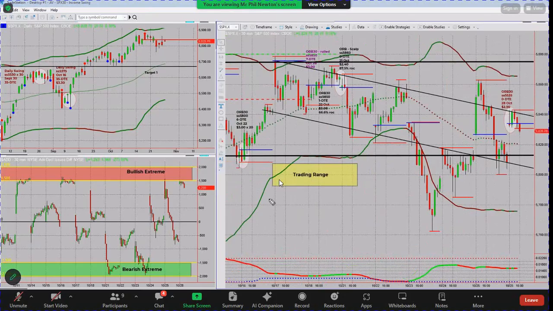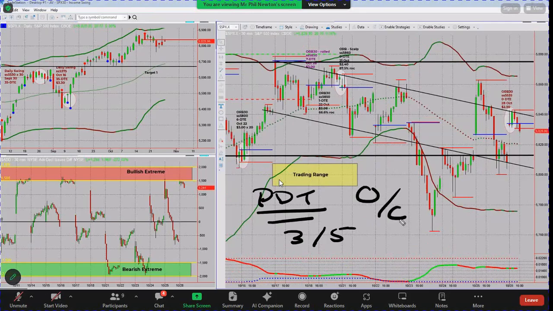So the pattern day trader rule means that you can place 3 trades in a 5-day period. Now, when I say place, you can open and close three times in a 5-day period. And it's on the same day. So if I was placing this trade, I would be buying it back later today for a profit. That would be one of your pattern day trader rules because it opens and closes today.